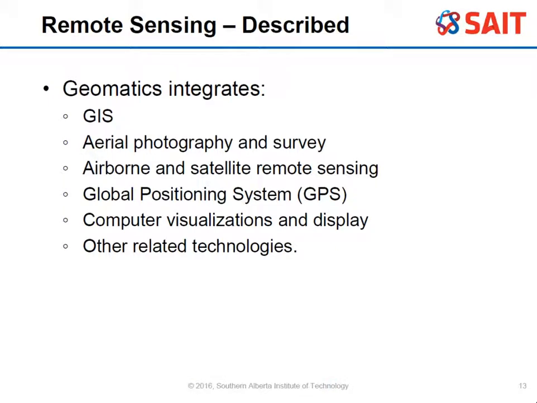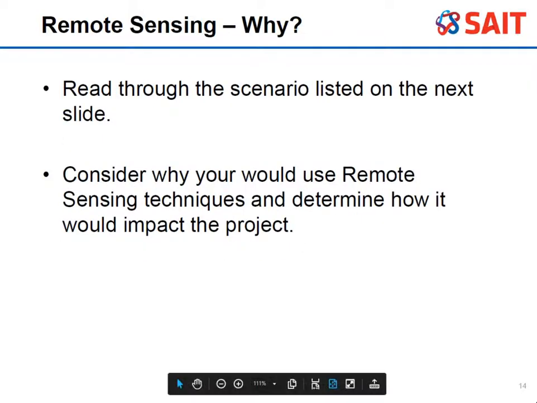So for geomatics, we take everything, right? We take GIS, we take aerial photography and aerial surveying. We do airborne and satellite remote sensing. There's global positioning systems, computer visualizations and display. We use GPS. We use total stations. We use all kinds of conventional surveying. We use a lot. So geomatics itself is all of that, and if you do geomatics engineering, then it's actually the building of the methods that allows us to integrate all of this. But you can also use it to come up with the solution.